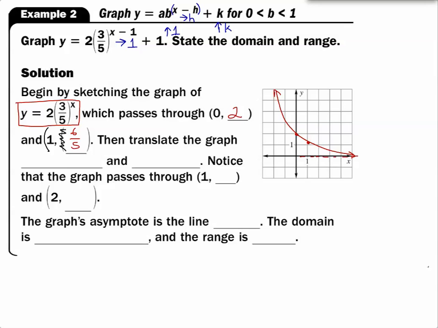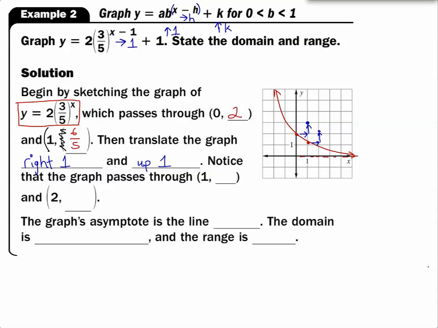Good times. Now, because the exponent is x minus 1, we are going to go right 1 and up 1. So you had this point that was 0, 2. You're going to go right 1, and you're going to go up 1. This point that was 1, 6/5, it's going to go right 1, and it's going to go up 1.